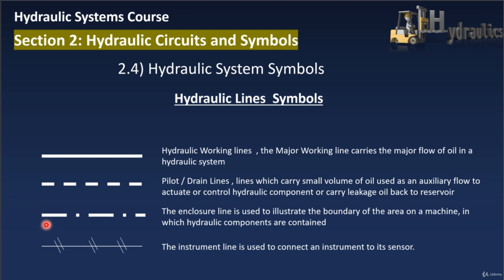This symbol, the enclosure line, is used to illustrate the boundaries of an area on a machine in which hydraulic components are contained. And this symbol represents the instrument line, which is used to connect an instrument to its sensor.